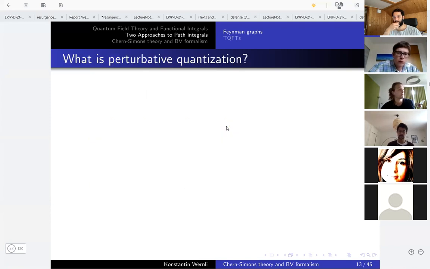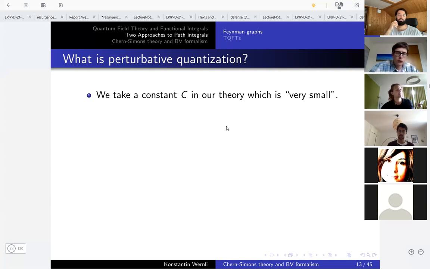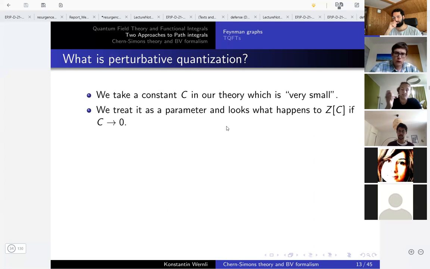So in perturbative quantization, we're taking a constant in our theory which is very small. There are some constants in physics which are very small. Then instead of looking at this constant as a constant, we let it become a parameter in the theory and let it go to zero, at least formally. And since the constant is so small, from the asymptotic behavior as this constant goes to zero, we can still extract some information about the actual physics.